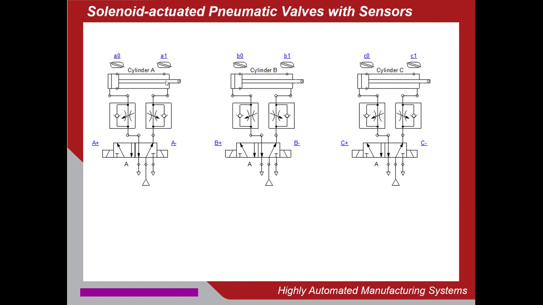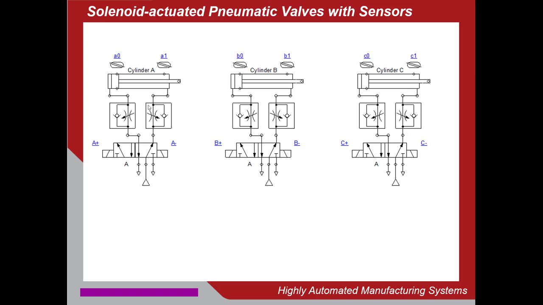So here's the idea. We're going to start with the result from Virtual Lab 4, where we have a cylinder with some flow control and a valve that is actuated by solenoids to either extend or retract the cylinder. And we also have magnetic sensors to sense the movement.